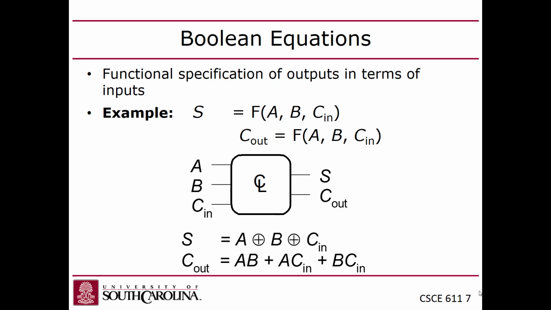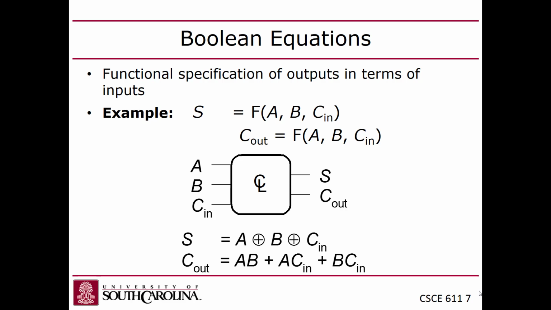Now, in this case, I've got 2 outputs, so I've got 2 separate expressions, one for each output. The sum is A XOR B XOR C. So it's like a 3-input XOR gate, meaning that if there's an odd number of 1 bits coming in, then my sum will be 1.